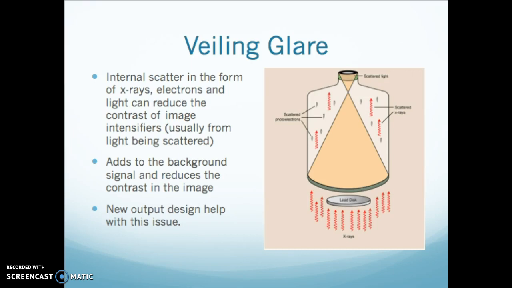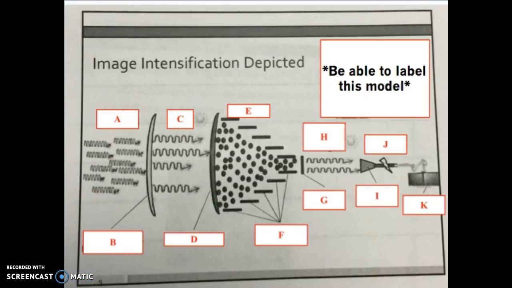Veiling glare. Internal scatter in the form of X-rays, electrons, and light can reduce the contrast of an image intensifier, usually from light being scattered. It adds to the background signal and reduces the contrast on the image, and new output designs help with this issue. So you can see here we have some scatter in there. I want you to be able to label this here. So you need to know what A is, what B, C, D, E, F, G, and we'll get to these down the road. I need you to be able to label through G.